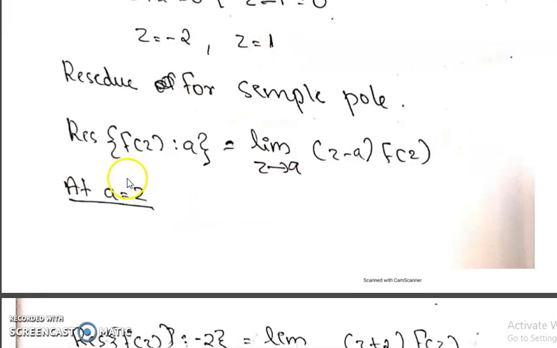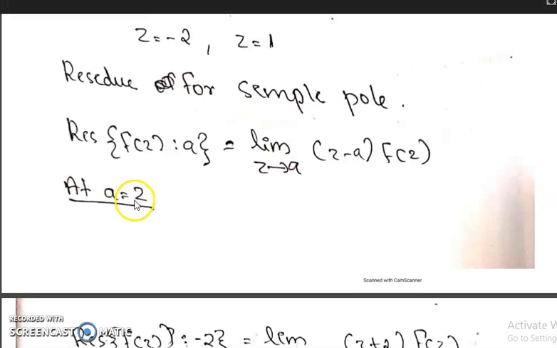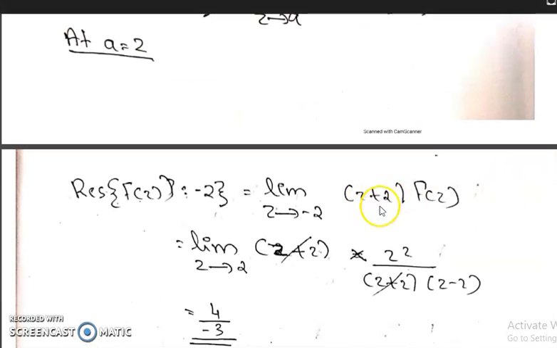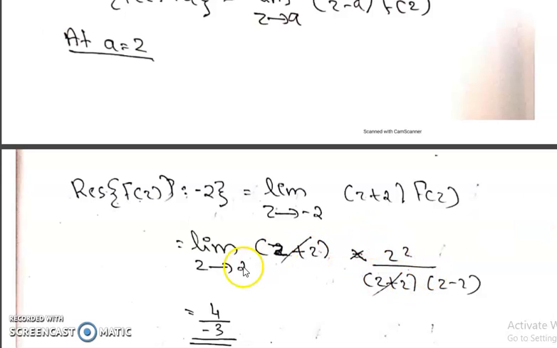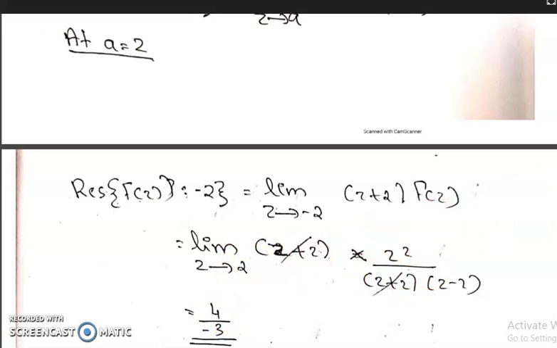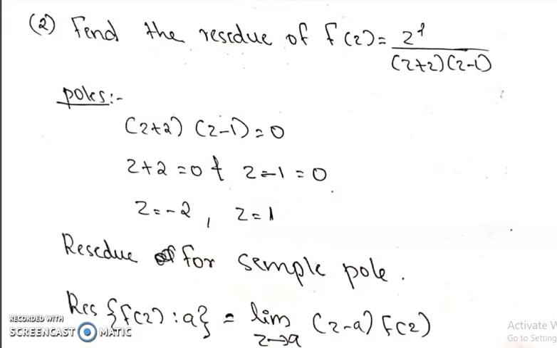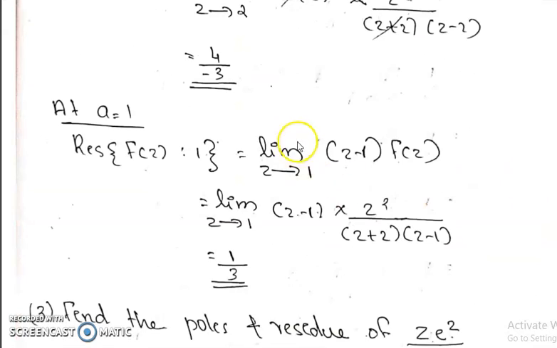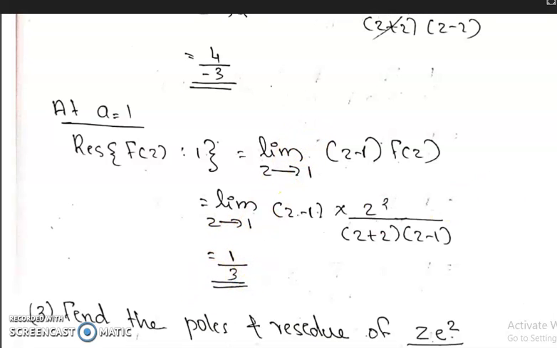Okay, at a you can make it as -2. This is not +2, this is -2. a is -2, instead of a you substitute -2. So you get this minus into minus 2. So cancelling, then for z you substitute 2, you get the answer. Then the second value, it is z equal to 1. So that also you can find out. You can follow the same steps to get the answer.